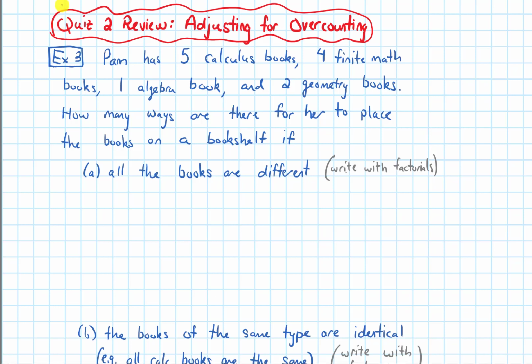In this video, we are continuing our quiz 2 review, and we'll do an example involving adjusting for overcounting. So the example says Pam has 5 calculus books, 4 finite math books, 1 algebra book, and 2 geometry books. How many ways are there for her to place the books on a bookshelf if, part A asks, all the books are different, and write your answers with factorials.